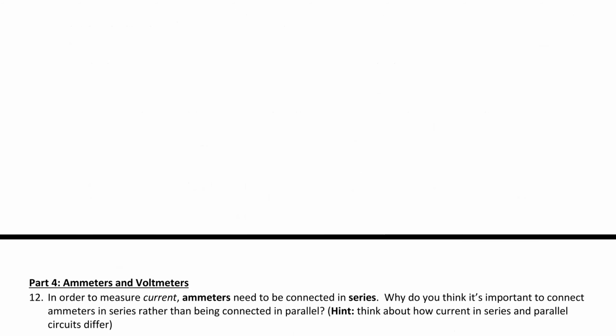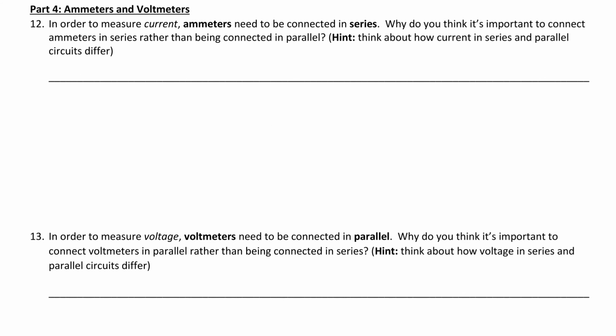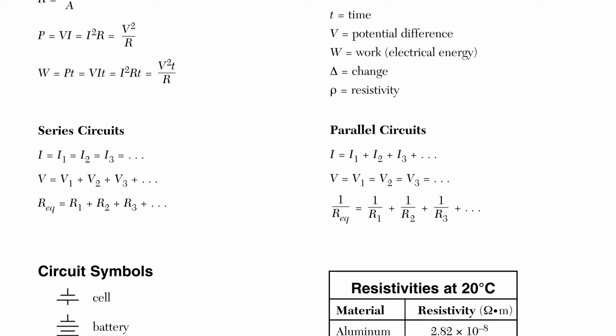Okay, finishing up with part 4, ammeters and voltmeters. It says, in order to measure current, ammeters need to be connected in series. Why do you think it's important to connect ammeters in series rather than being connected in parallel? Hint, think about how current in series and parallel circuits differ. Well, if you look at the relationships in your reference table, in a series circuit, the current is the same everywhere.